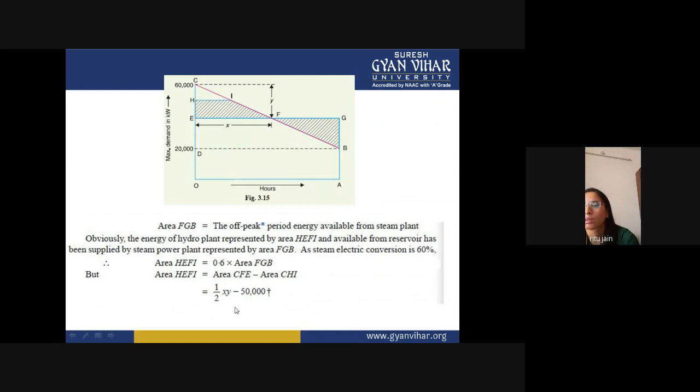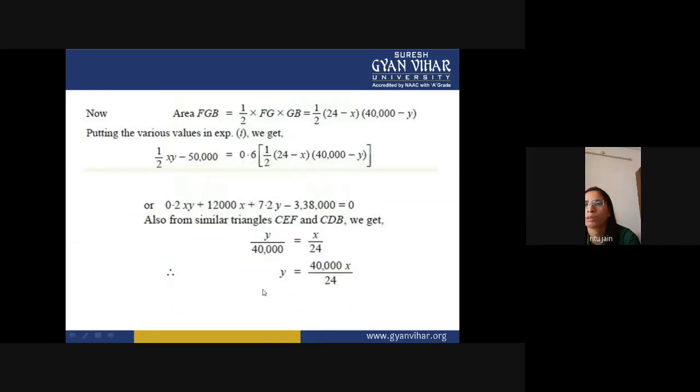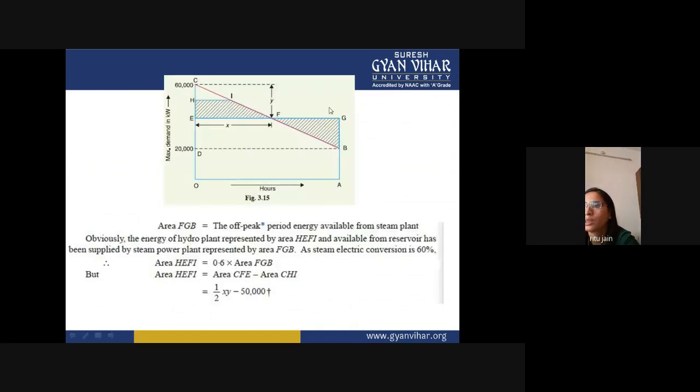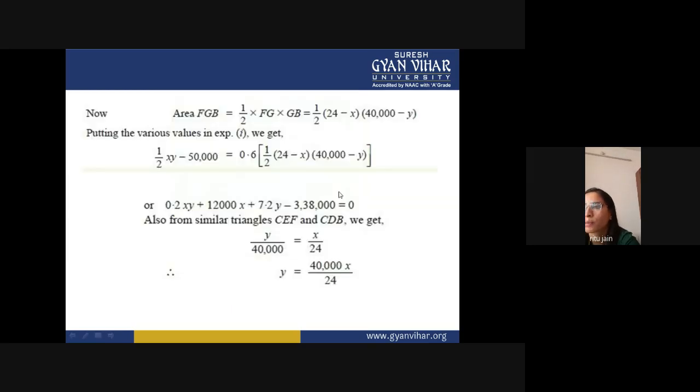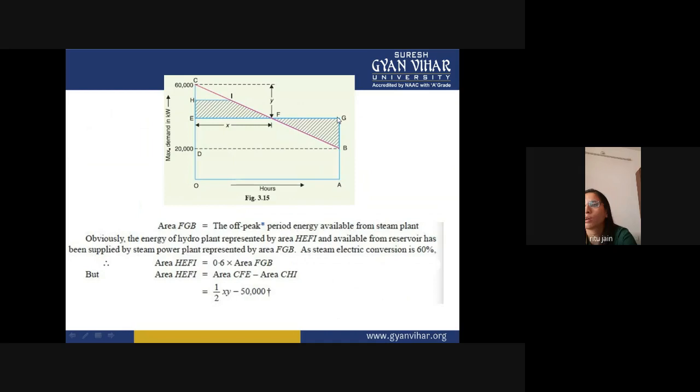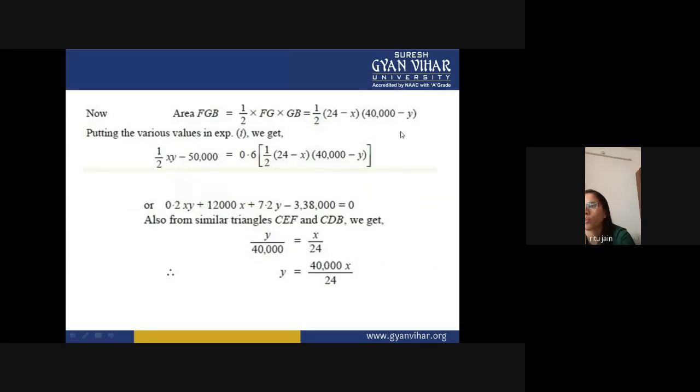So you can calculate area HEFY by this equation. Now, area FGB, this is for your steam power plant. You can see FGB. So 1 by 2 EG minus FE. So EG minus X. And this is the area where you can calculate GA minus BA, GA minus 20,000. So 24 minus X, and GB is your 40,000 minus Y.